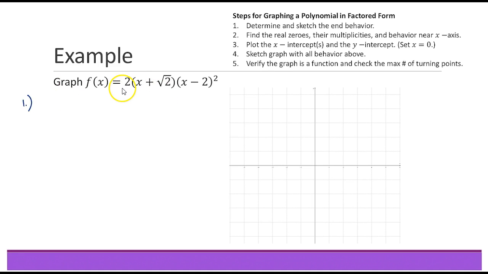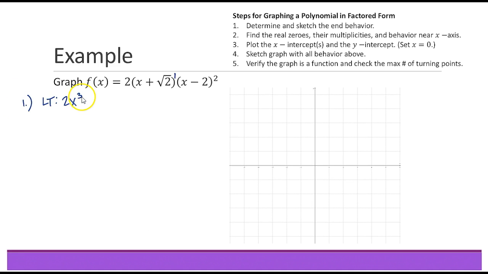The end behavior is based on the degree. So here, this is x to the first. This is going to be x squared. So the total degree is going to be x cubed, like if I multiplied it all out. And the leading coefficient of that leading term is going to be 2 if I multiply everything out. So my leading term is going to be 2x cubed.